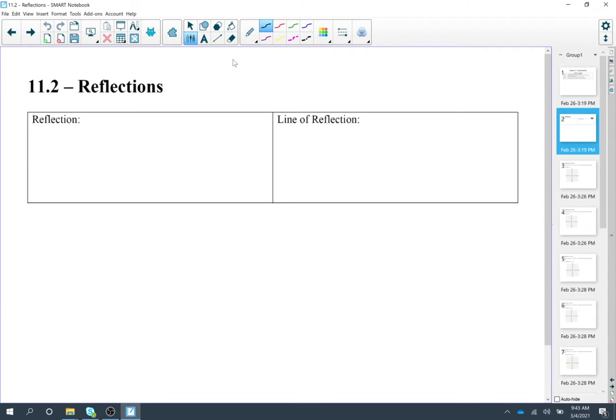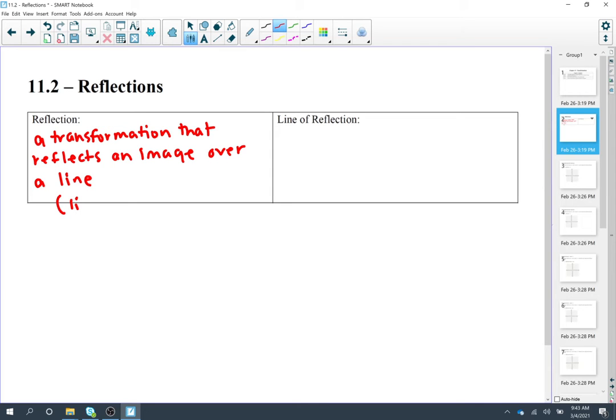Reflections. So a reflection is still a transformation, but it is a transformation that reflects an image over a line. And I usually like to think here like a mirror. So if you hold a mirror up to something, it kind of reflects you into the mirror or over a line. So that's what's happening here.